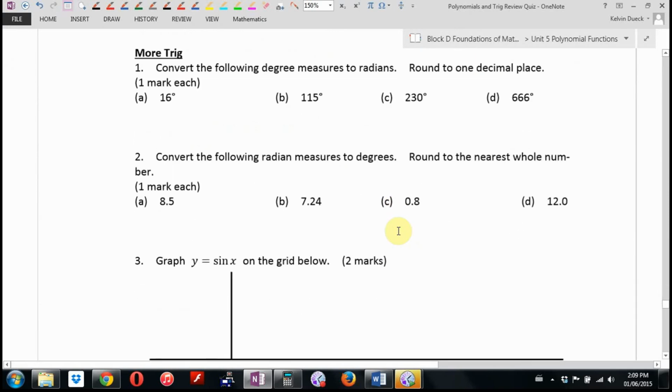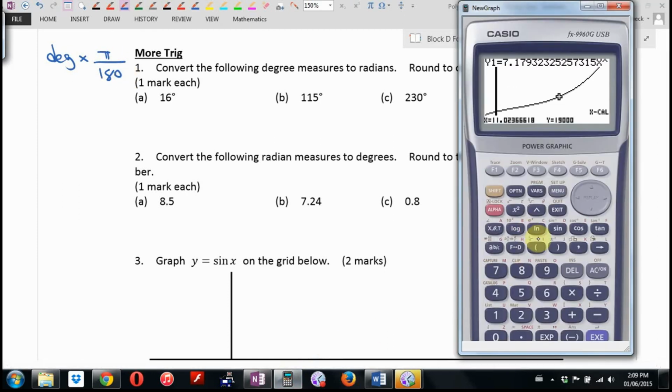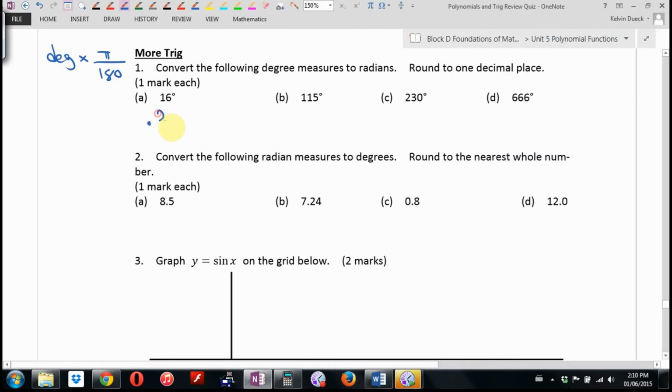More trig. So these, or versions of this, are also going to be on your test. Convert the following degree measures to radians. So to go from degrees to radians, you take the degrees, you times by pi, divide by 180. 16 times pi divided by 180. How many decimal places does it say? 1 decimal place? Okay. 0.3. That's a little rounded off, but okay.